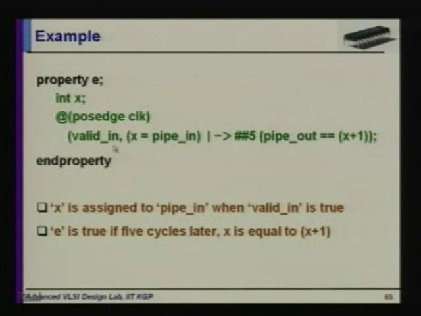Look at this example. This int x in the property is defined as a local variable. The valid_in, suppose it's a select line of the pipeline. If it is true, then x goes into the pipe in. Next, suppose it's a 5-stage pipeline that works in 5 cycles. After the next 5 cycles, what we want is pipe out to be the incremented value of x. So x is assigned to the pipeline when valid_in is true, and the property is true if 5 cycles later pipe out is equal to x plus 1. This is how the local variable is used. The variable's creation or allocation starts when the property checking starts, and it ends when the checking actually ends.